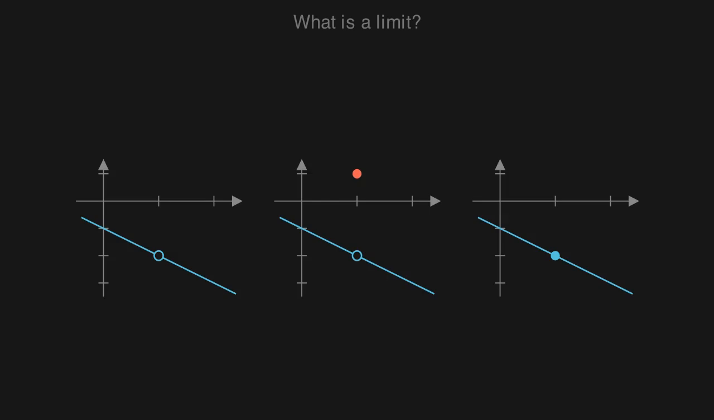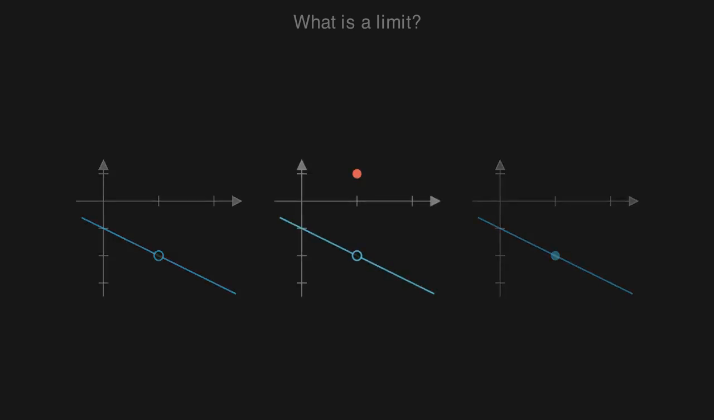Now here comes the part where everybody trips at least once, so let's go a little bit slowly. The value at a point and the limit at a point are two different questions. Watch three functions. Near x equals 1 they're identical, same line, aiming at the same spot. At x equals 1, three totally different stories.